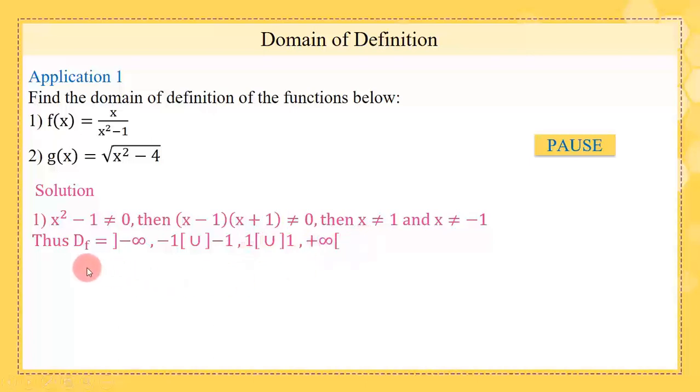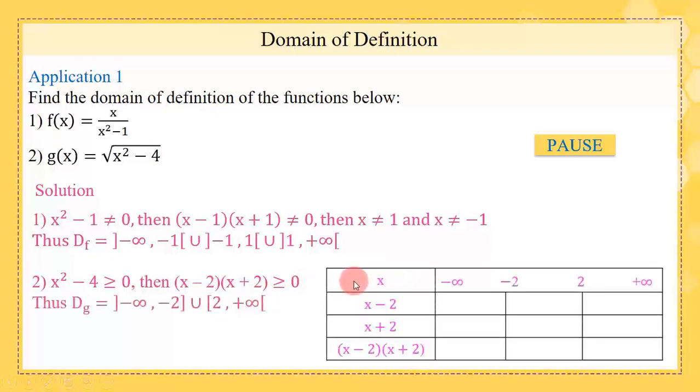In part 2, we have an irrational function which is defined whenever x squared minus 4 is greater than or equal to 0. We factorize the left side to get the following expression. Here, to know the values of x, we must do the table of signs. When we do the table of signs, we get that g is positive when x belongs to minus infinity to minus 2, union 2 to plus infinity. So D of g is minus infinity to minus 2, union 2 to plus infinity.